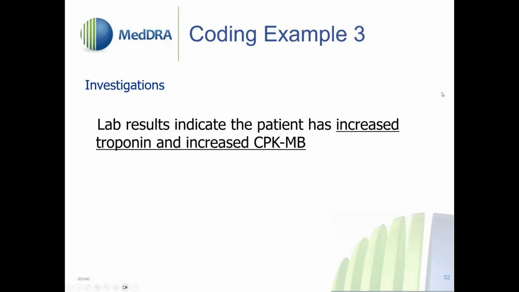Okay, lab results indicate the patient has increased troponin and increased CPK-MB. So these are cardiac enzymes that are elevated. Now, there is no diagnosis in this report. So all I received from this reporter were two elevated specific lab results. And if you look up in the ICH endorsed guidelines, it will tell you to code everything that you receive. So in this particular example, I should be coding increased troponin separate from increased CPK-MB. So I should capture them both separately.